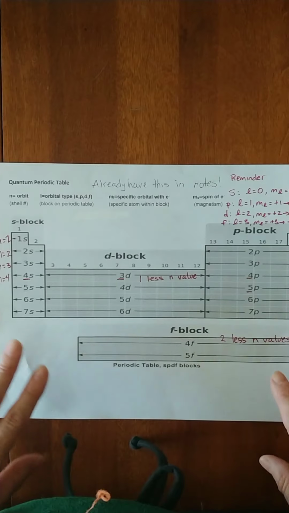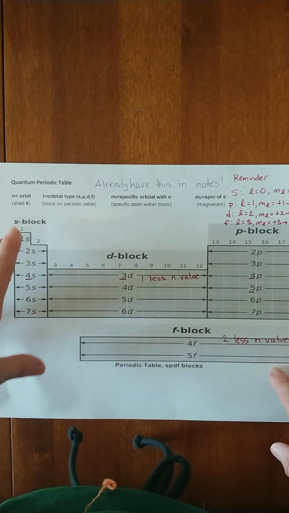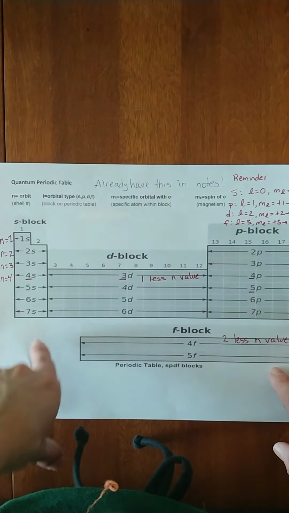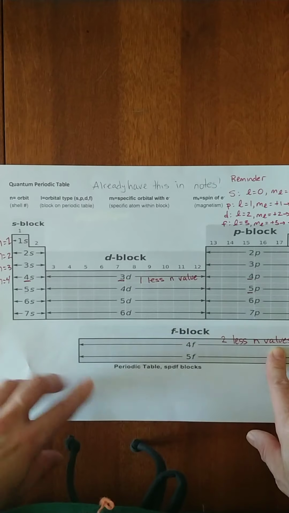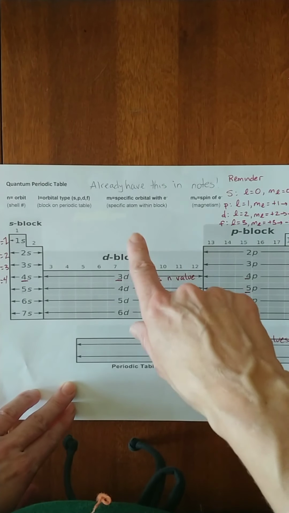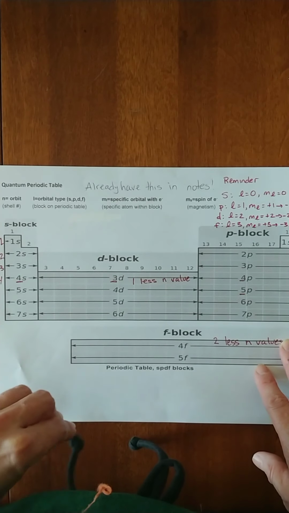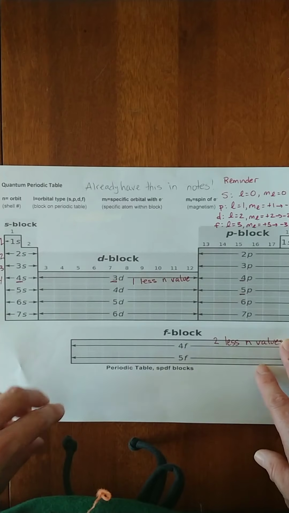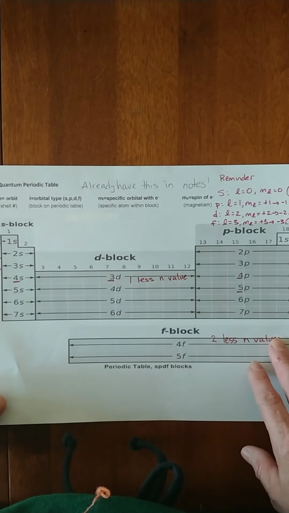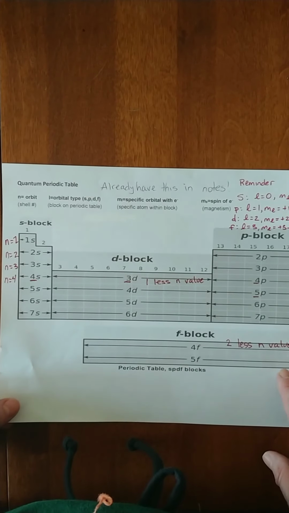So first of all, just a reminder that you've got 4 sets of quantum numbers. Your N is your main shell, your L is your type of orbital. So those are your S, P, D, and Fs. That's what the periodic table is based on. And then the MLs, those are your specific orbitals. Those are the ones that house those electrons.